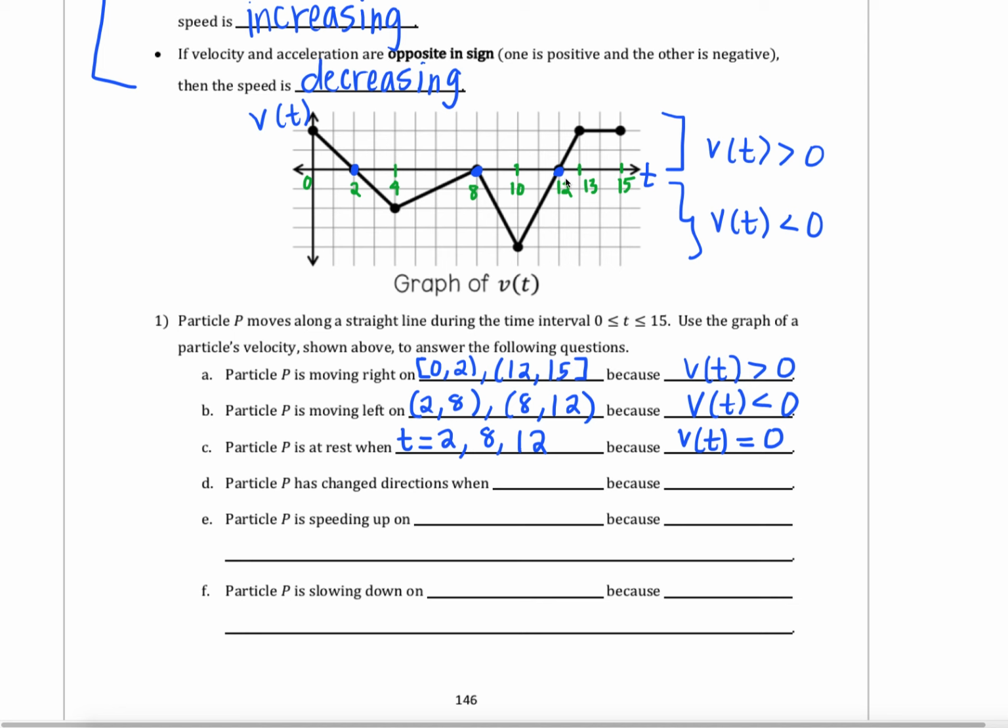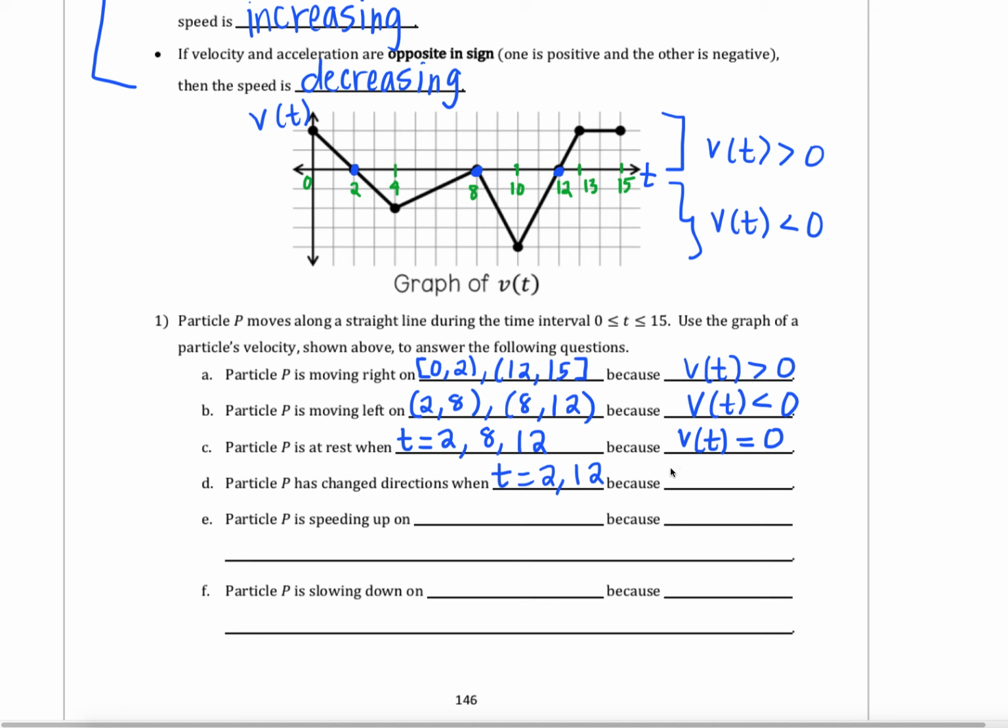Now, not all of these will be a directional change because in part D, we're asked where does particle P change direction? That's only going to happen at time 2 and at time 12, because to have a change in direction, it means that the velocity has to change signs. So at time 2, 8, and 12, the velocity is 0. All that means is that the particle is stopped or that the particle is at rest. That doesn't necessarily mean that it changes direction.